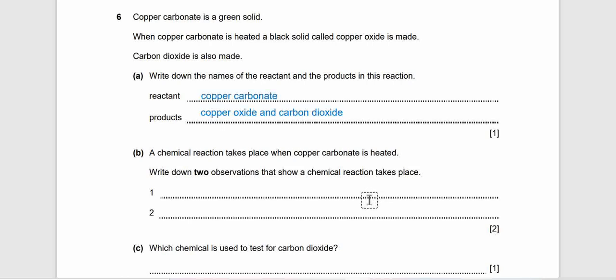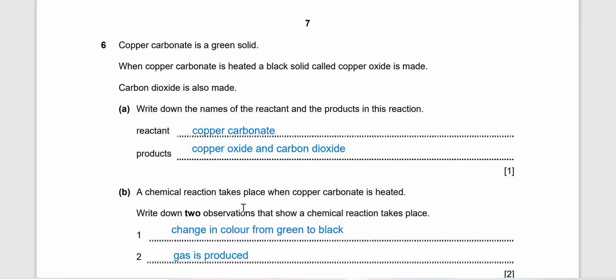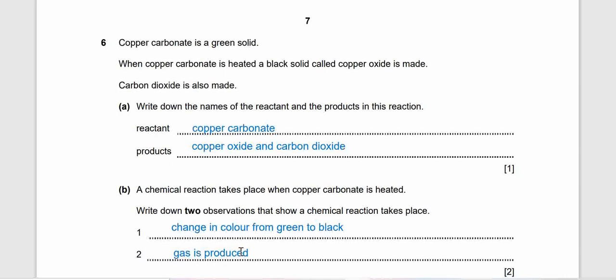Alright, let's open up the answer, guys. So it's a change in color from green to black. It's mentioned green and then become black. Second is carbon dioxide is made. Carbon dioxide is gas, so gas is produced. So it's the same. We take the answer from the question itself.